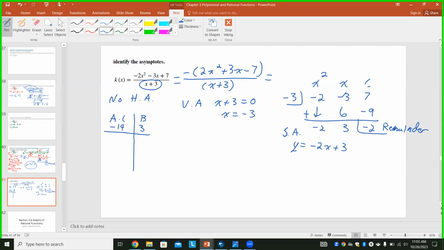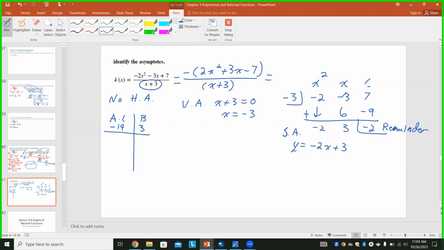We don't pay attention to the remainder. If the remainder is 0, that doesn't matter. It's a slant because it was not a horizontal. If it's not a horizontal, it's going to have a slant. I couldn't care less what the remainder is, whether it's 0 or a random number. I only care about the numbers prior to it. And there you go. So that's a good review over all of 3.5.